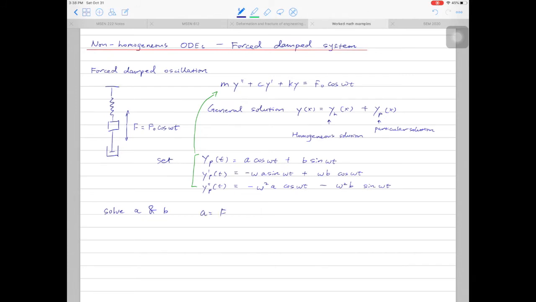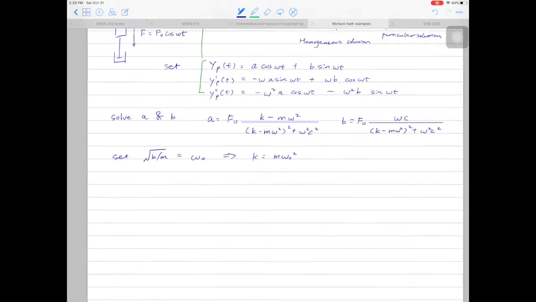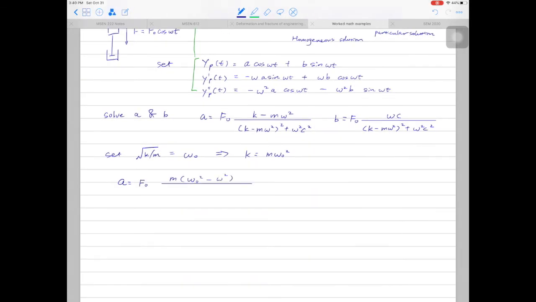A is equal to F0 multiplied by k minus m omega square, over k minus m omega square, then square, plus omega square c square. B is equal to F0 times omega c, over k minus m omega square, then square, plus omega square c square. We can also set square root k over m as the natural frequency of the system. Then k is equal to m omega naught square. We can write A and B as a function of omega and omega naught.